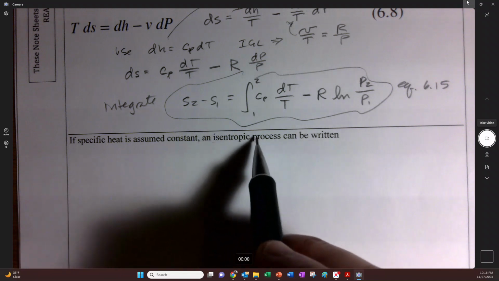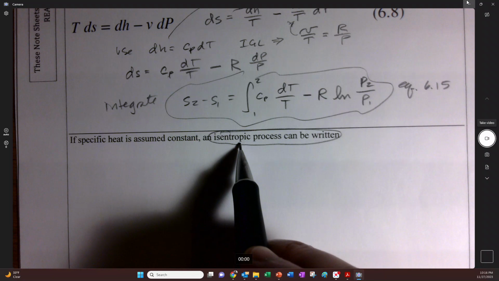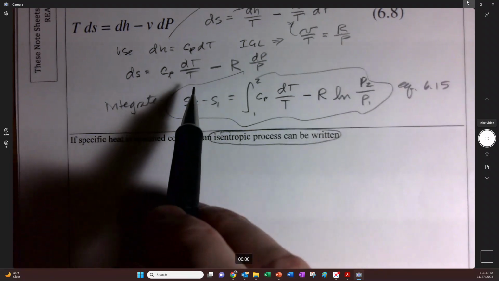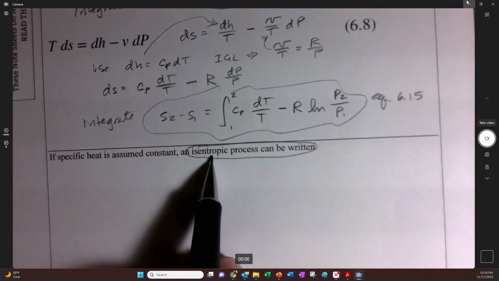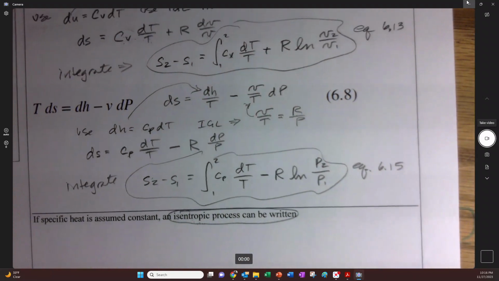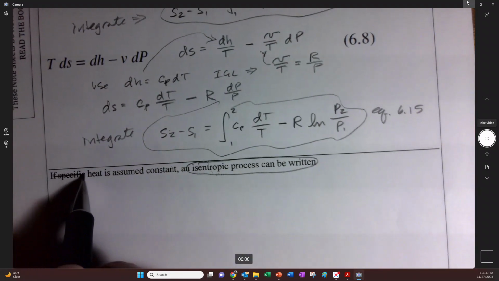Okay, so I want to delay this part of it right here. We're not going to do the isentropic process just yet, but we're going to look and see if we could solve these two right here. I think on the next page we deal with the isentropic process. But let's just take a look at this. So I'm going to cross this out.